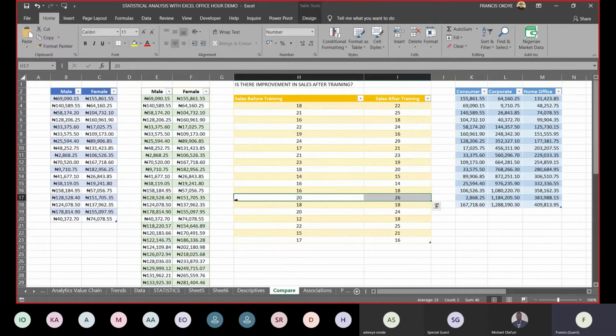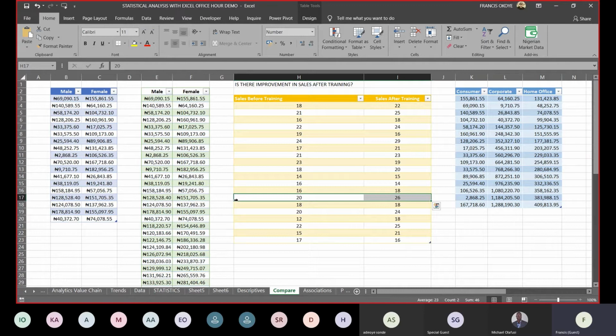Another thing we can do is that after we have described the data, we may want to compare. We may want to compare between two sets of data. Now we have maybe sales reps, male and female. I want to find out who performs better, a male or a female. So we want to do some comparison. In statistics, when you try to compare, there may be a difference in the performance between males and females, but the question now is, is it significant?